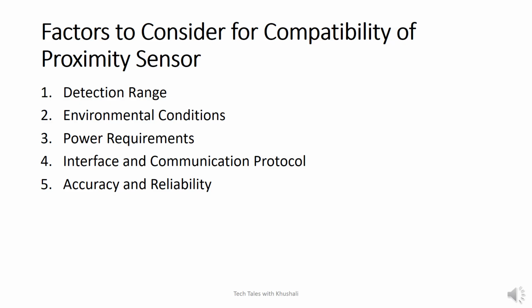The third factor is power requirements. Verify that the sensor's power requirements match the power supply available in your IoT system. Low power sensors are preferable for battery operated devices. Even consider sensors that are optimized for low power consumption, especially if the system is intended for continuous or long term operation. The fourth factor is interface and communication protocol.